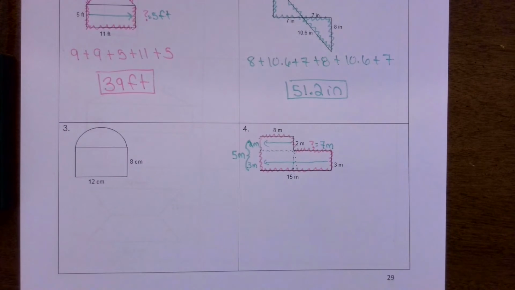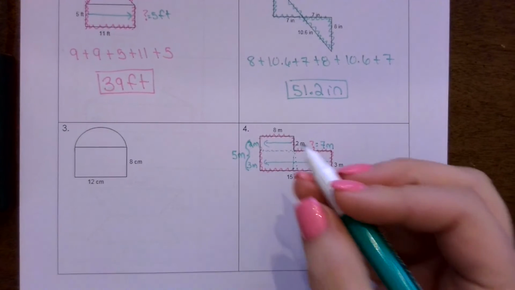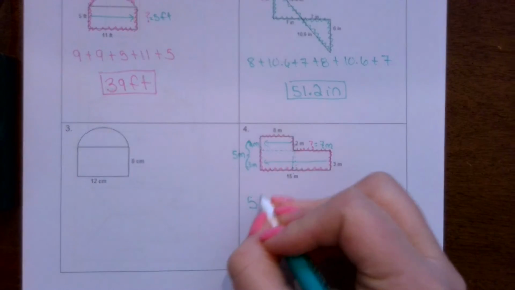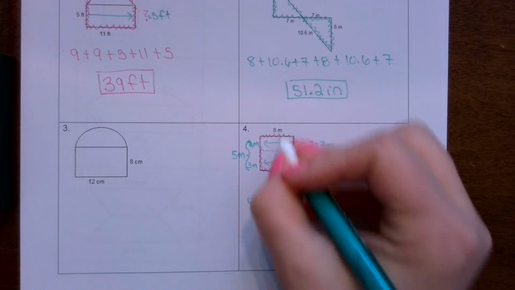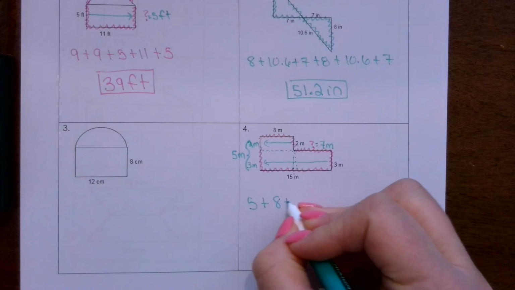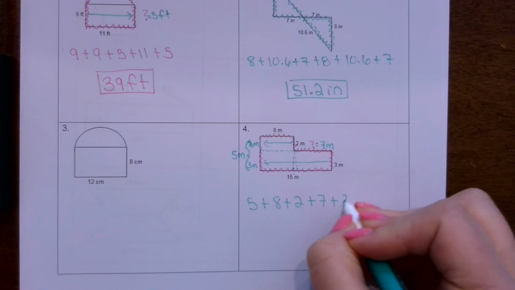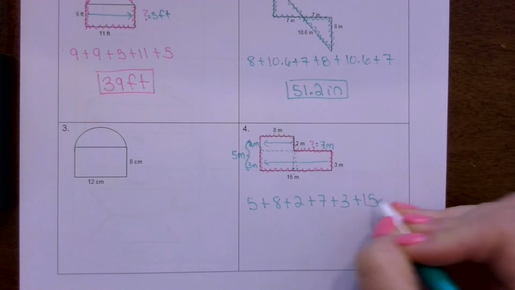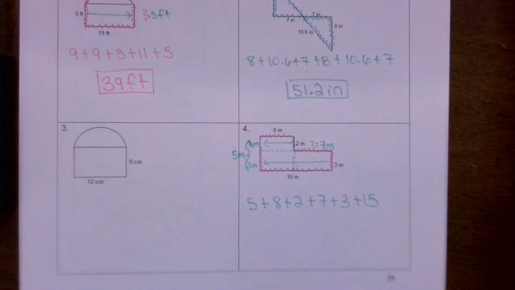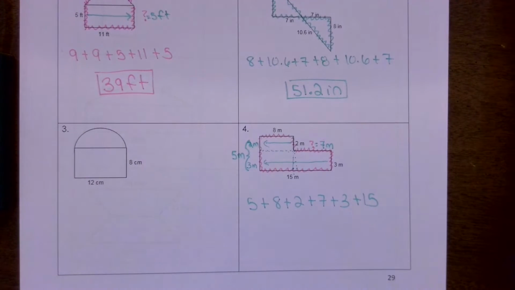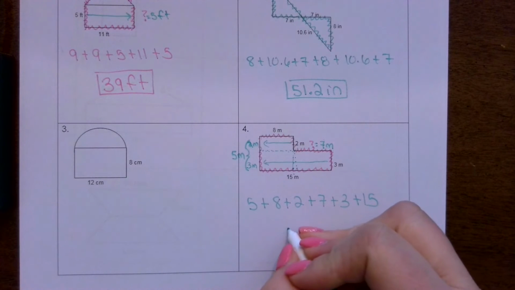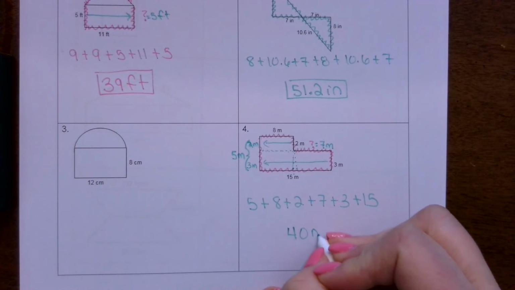So now that I've found all the elements, I can add my 5, that 2 plus 3, 8, the 2 here, the 7 here, the 3 here, and then the 15. And I'm going to put this into my calculator, as always, and I will get 40 meters.